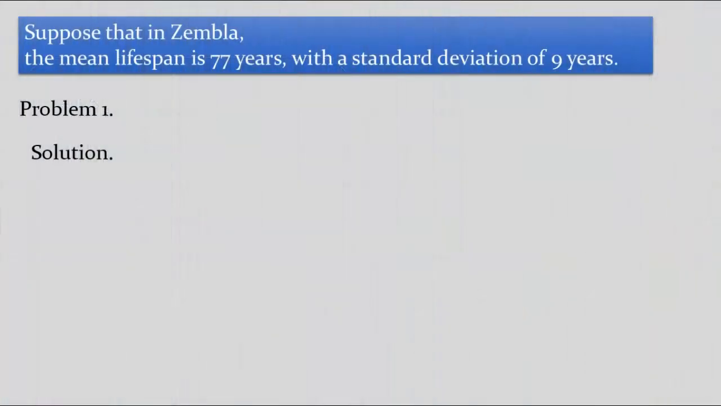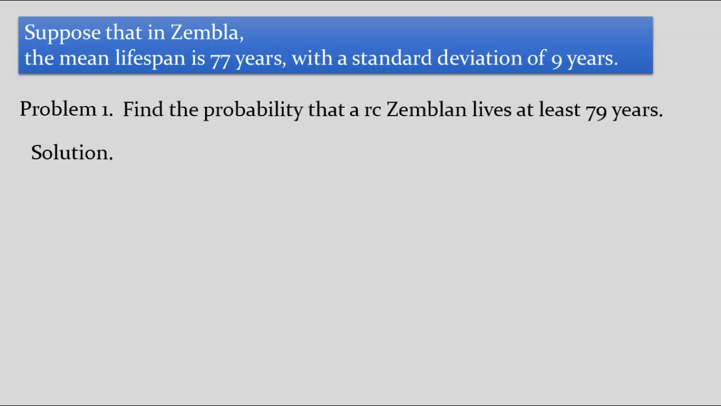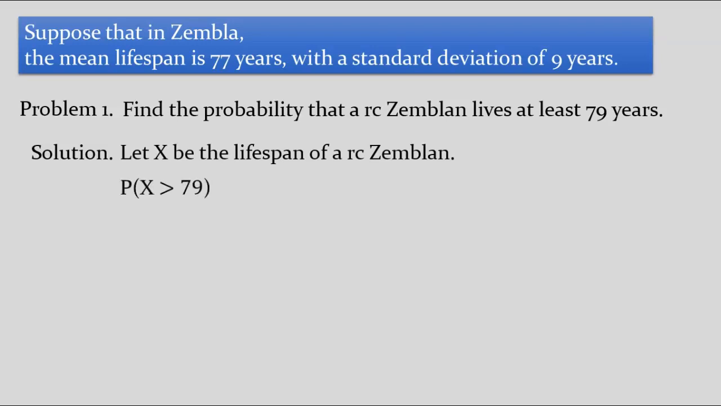Suppose that in Zembla, the mean lifespan is 77 years, with a standard deviation of 9 years. Our first problem: find the probability that a randomly chosen Zemblan lives at least 79 years. We'll begin by defining the relevant random variable. Let x be the lifespan of a randomly chosen Zemblan. We want the probability that x is greater than 79.